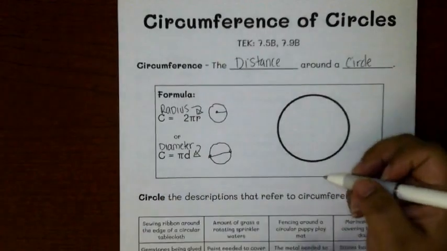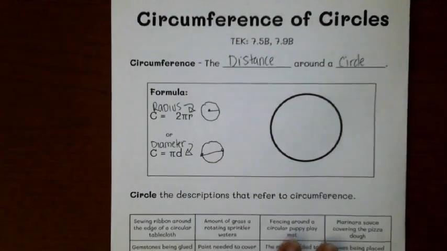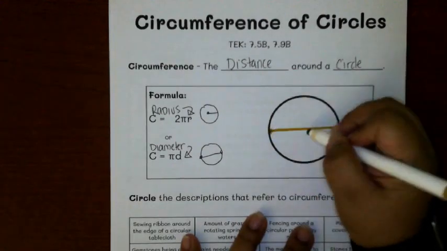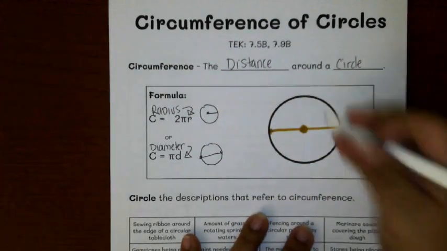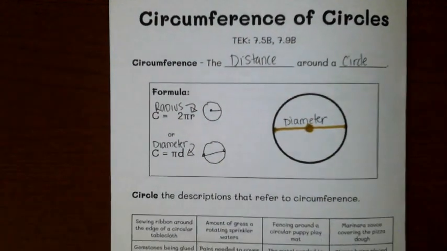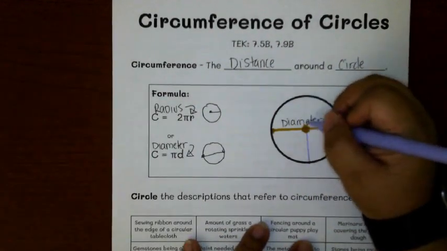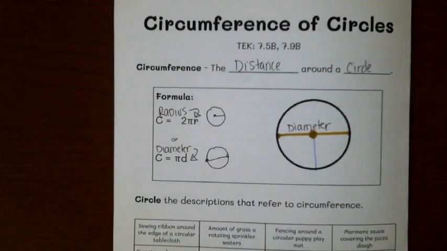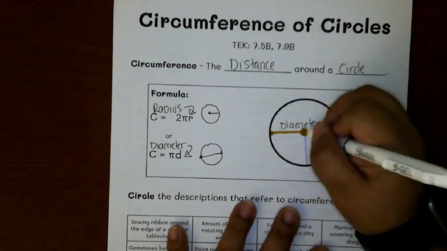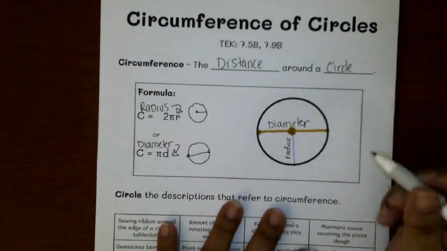Now let's go ahead and label some parts on the circle. If I go from edge to edge, and here is the center, what I have is the diameter. So we're going to label that diameter. And then if I go from the center to the edge, it doesn't matter which way I go. I could go this way, this way, this way. No matter which way I draw my line, at the end I could have something that looks like a pizza. These lines right here are considered the radius. It is center to edge.